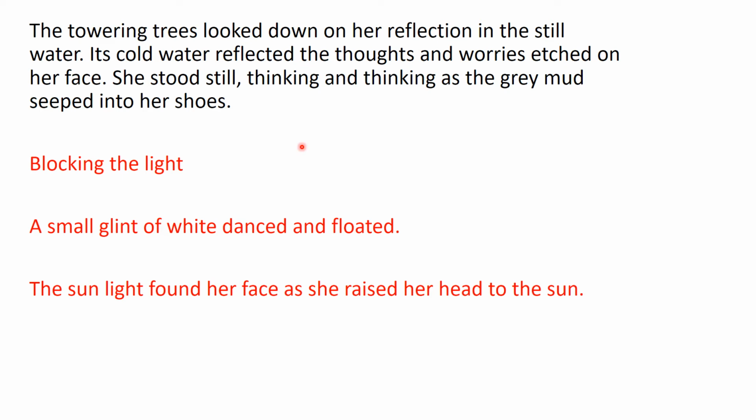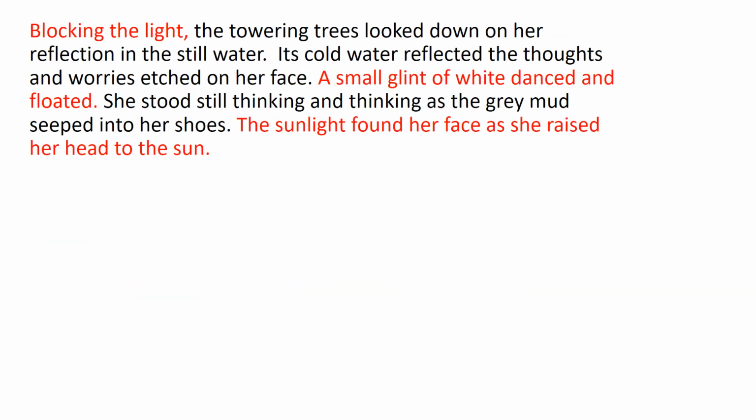If we take that further, this is what I thought of when I was looking at our paragraph. I was thinking the light's being blocked by the trees. Maybe in the water in the middle, you can see a glint of light, and then sunlight could be reflected onto her face. So you can see how things can be linked together. I'm not just writing about the trees, the water, and the person, whoever they are. You can pull it together.